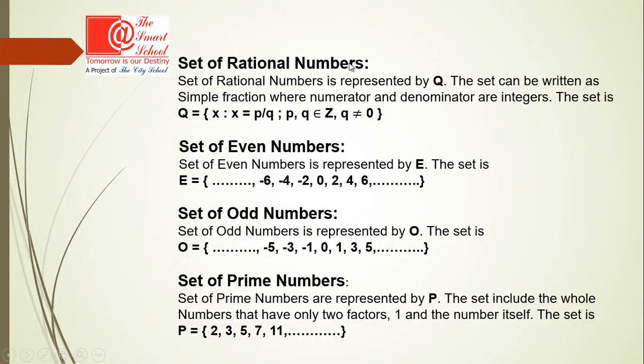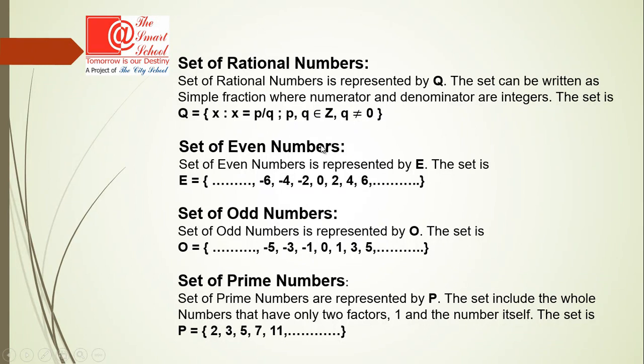Now, set of rational numbers. Set of rational numbers is represented by Q, and the set can be written as simple fraction where numerator and denominator are integers. The set is Q is equal to {x : x = p/q, and p and q are members of Z}. Members of Z we just revised. Yes, means member of set of integers, and where q is not equal to 0.